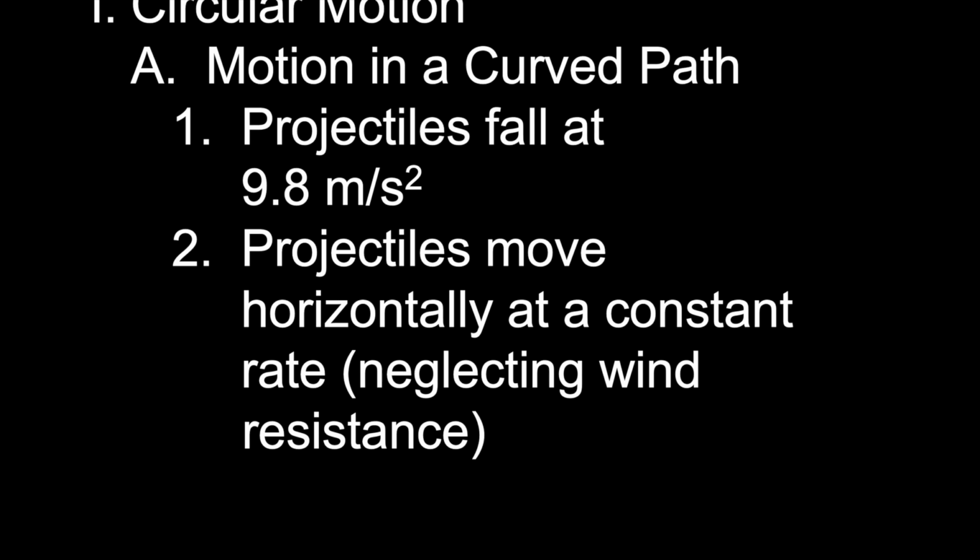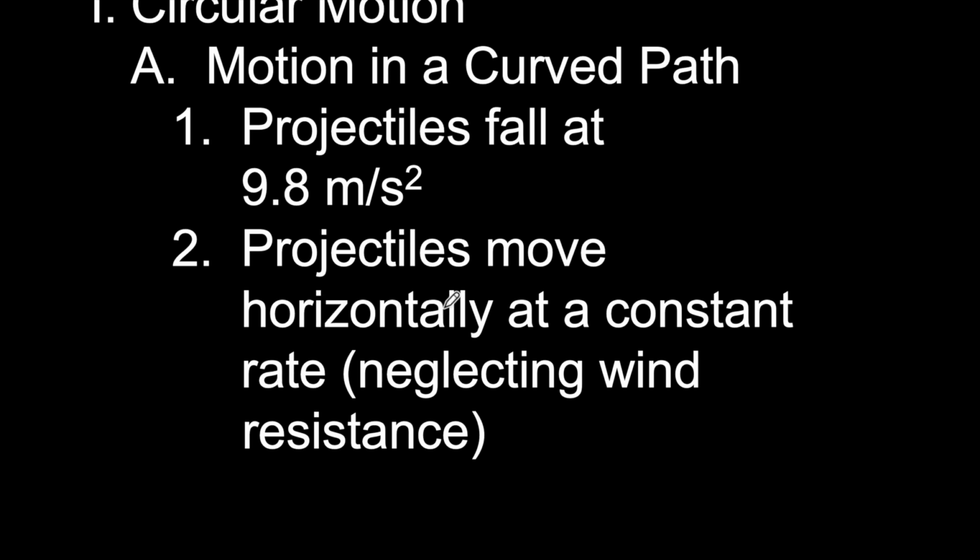Dealing with motion in a curved path, projectiles fall at 9.8 meters per second squared. Again, that's nothing new. Here on Earth, all objects close to the surface of the Earth fall at a rate of 9.8 meters per second squared. So in other words, if it's going up, it's decelerating at negative 9.8. If it's falling back down, that's going to be a positive 9.8 meters per second squared. It's going to be the same thing as before.